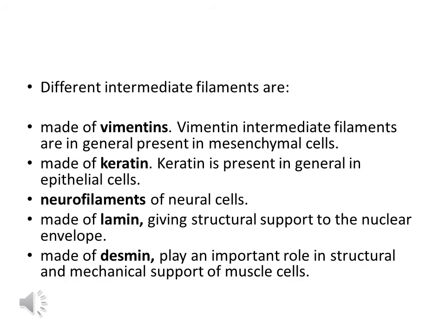Some of the different intermediate filaments are vimentin. Vimentin is an intermediate filament which is generally present in mesenchymal cells. Keratin is present mainly in epithelial cells. Neurofilaments are present in neural cells. Lamin gives structural support to the nuclear envelope. Desmin plays an important role in the structural and mechanical support to muscle cells.